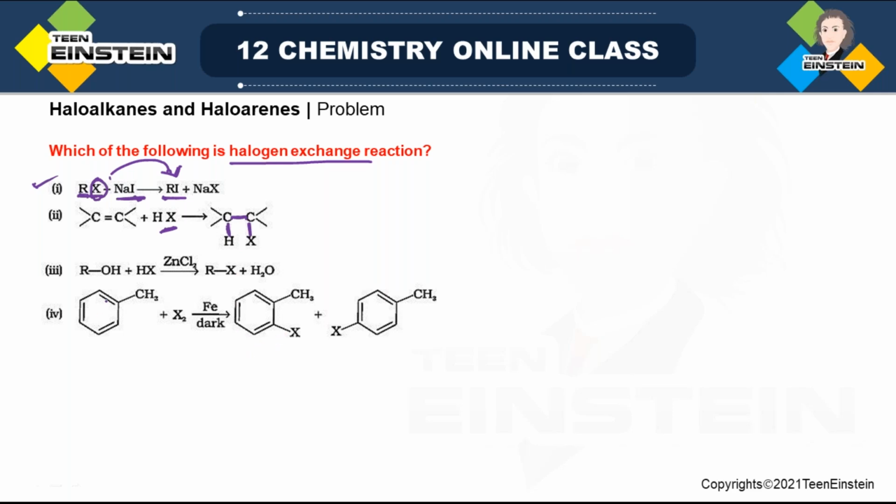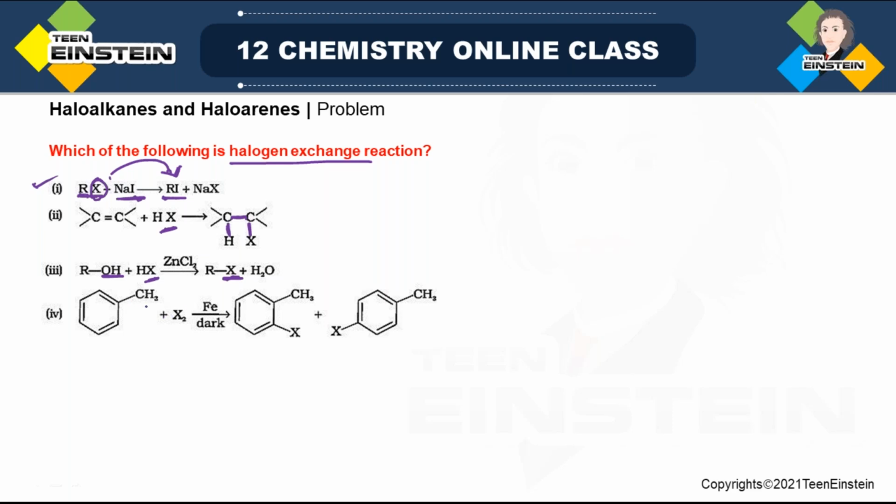Then option 3, ROH is converted to RX. That means OH is replaced by halogen in presence of HX and catalyst ZnCl2. So this is also not halogen exchange. It is exchange of the HO group by X.